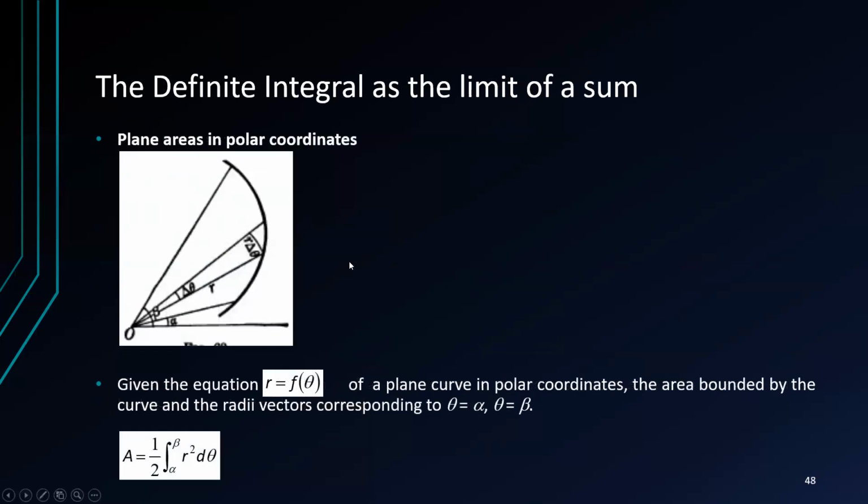Next, the plane areas in polar coordinates naman. Given r is equal to function of theta, like dito, ito yung r. This is a plane curve in polar coordinates. This is r, this is theta. The area bounded by the curve and the radii vectors corresponding to theta equals alpha, ayan, and theta equals beta, ito, is given by 1/2 of the integral of r squared d theta from alpha to beta. Bakit may 1/2? Kasi triangle yan.